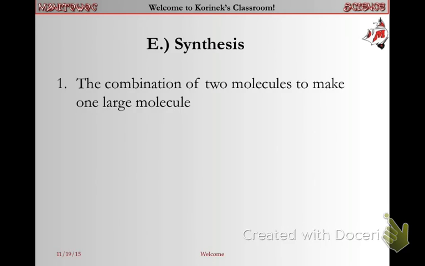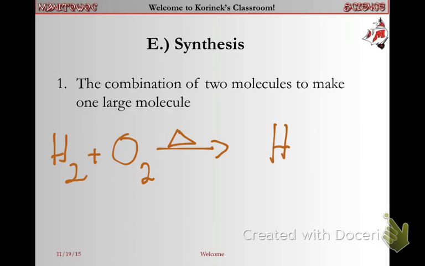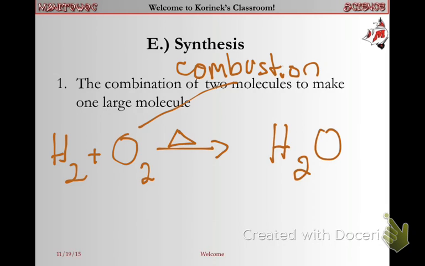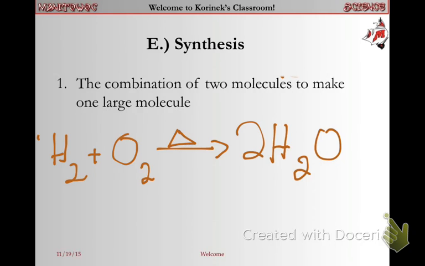All right, the next type is a synthesis reaction, just defined as the combination of 2 molecules to make 1 larger molecule. We can actually do this with hydrogen gas and oxygen gas. If we take those 2 and add a lot of heat to it, usually symbolized with the little triangle above the yield sign, we make water. Okay, we make H2O. This is a dual definition. We can call this a synthesis. We could also call this a combustion. Okay, we'll call it a combustion because we do have oxygen. So there's 2 ways to actually define this particular reaction.